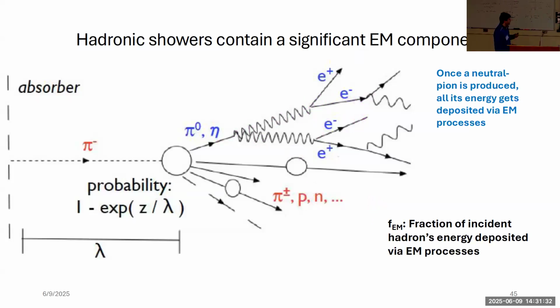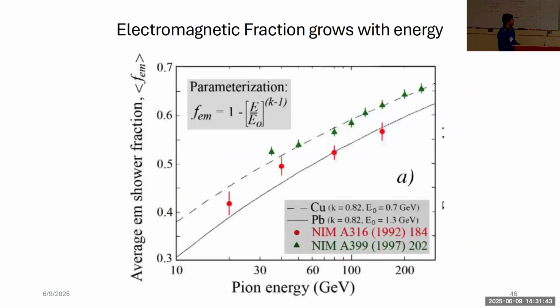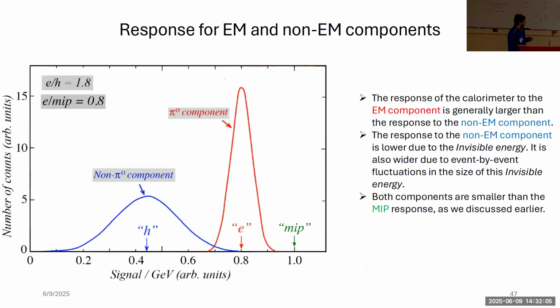So we can define FEM as the fraction of the incident hadron's energy that's actually deposited via EM processes. Okay, so we can see two things. First, the average EM shower fraction for, say, incoming pions grows with energy. As the pion energy increases, the fraction of the energy of that pion that's deposited through EM processes will increase on average. The second thing is that the responses due to the EM component and non-EM components will be different.